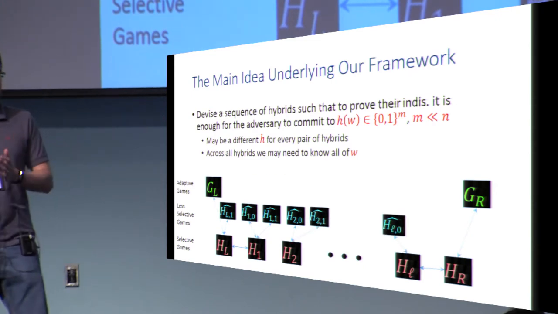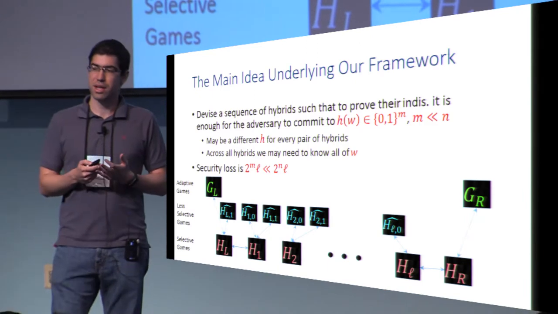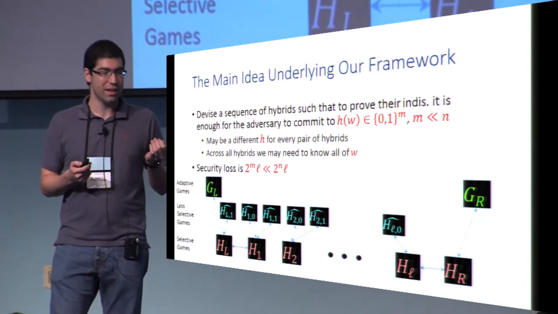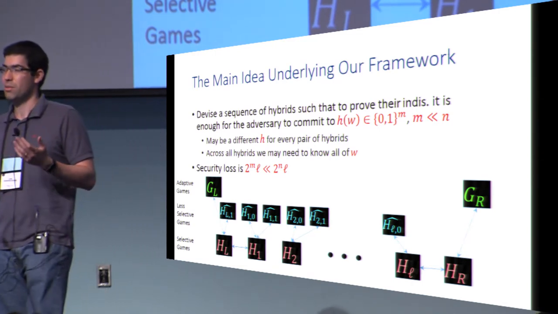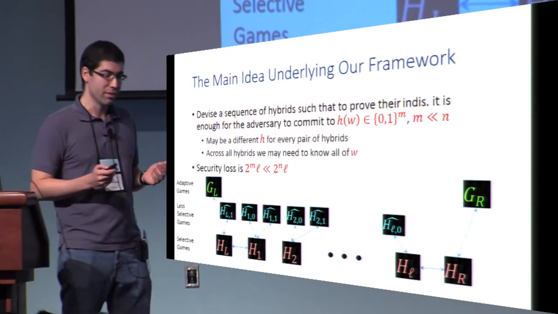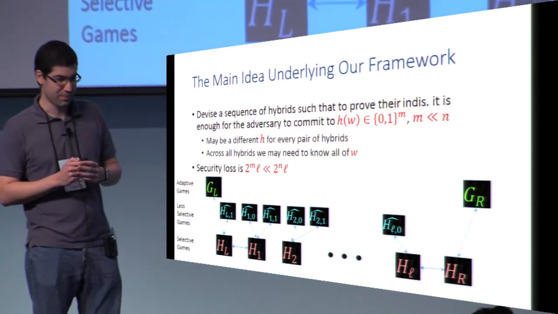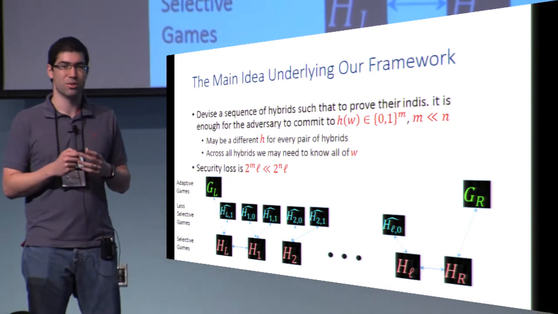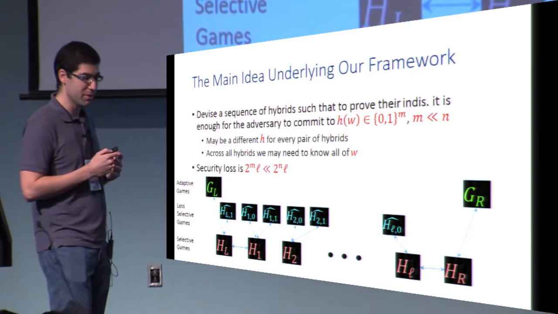If you have this property, then you can get a security reduction in which the loss is 2 to the m times l rather than 2 to the n times l. And if m, the number of bits you have to know in every two hybrids, is much smaller than n, we win. We get a much more efficient reduction. So this is the main idea of the framework, and I'm going to show how it applies to secret sharing, the new result in the paper.